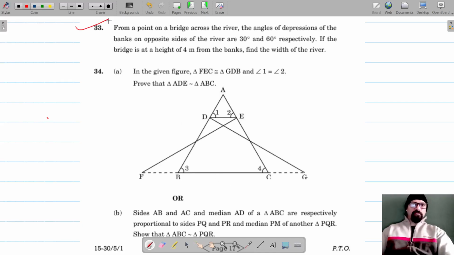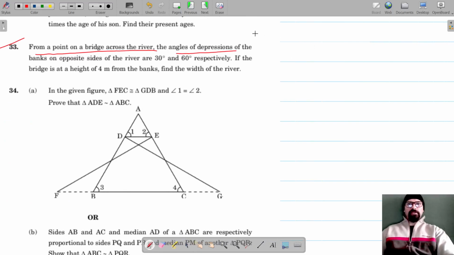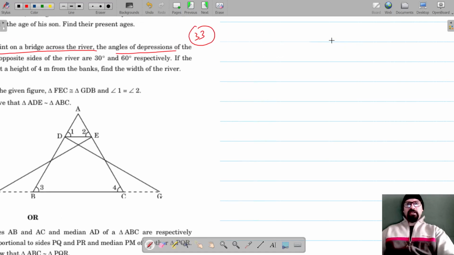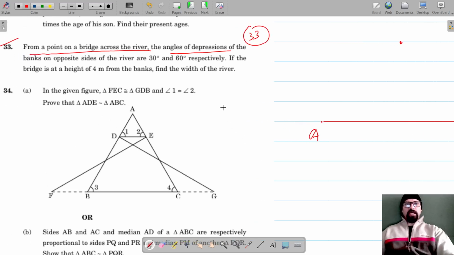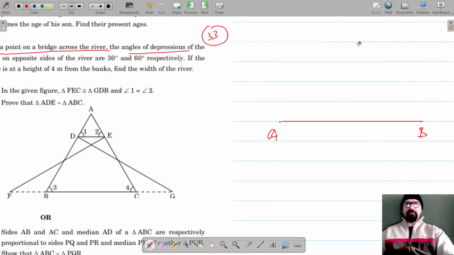Okay, for the next question, that is question number 33, it is given that from a point on a bridge across the river, the angles of depression. So this is question number 33. And let there be a point on the bridge, and this be the river flowing, and A and B be the banks of the river. So A and B are the banks of the river, and the angles of depression of the banks on opposite sides of the river from this point.